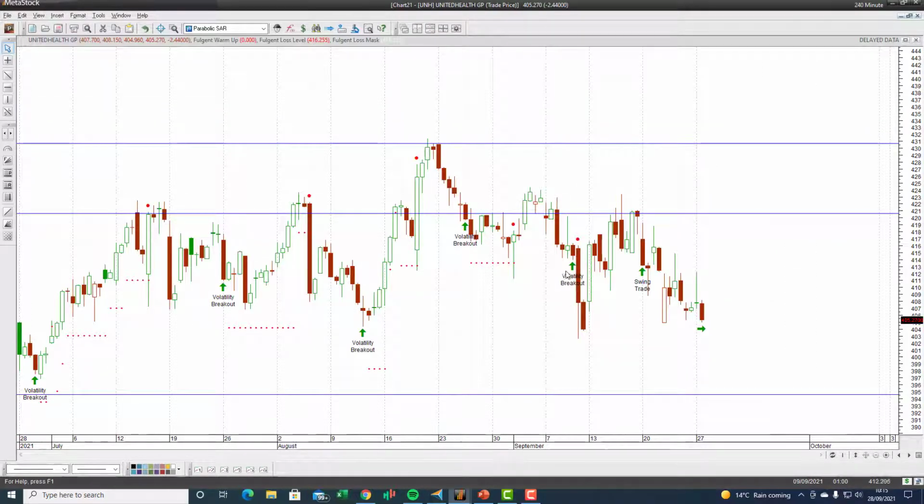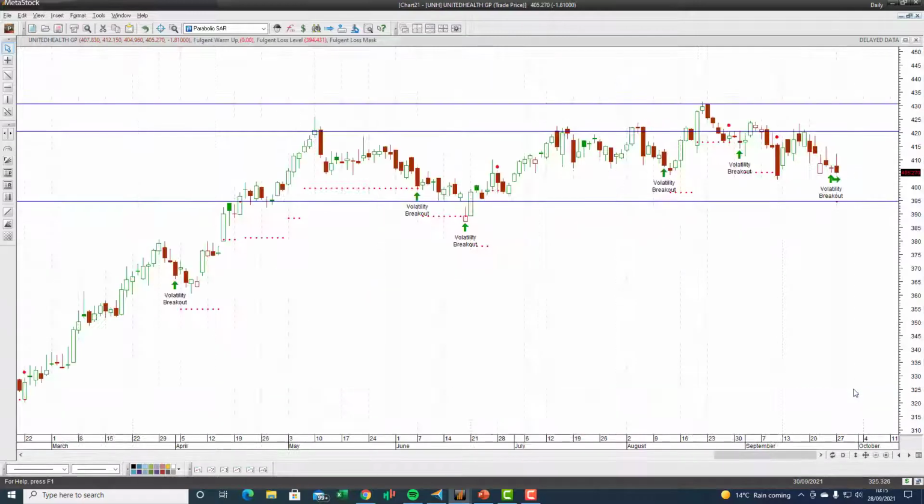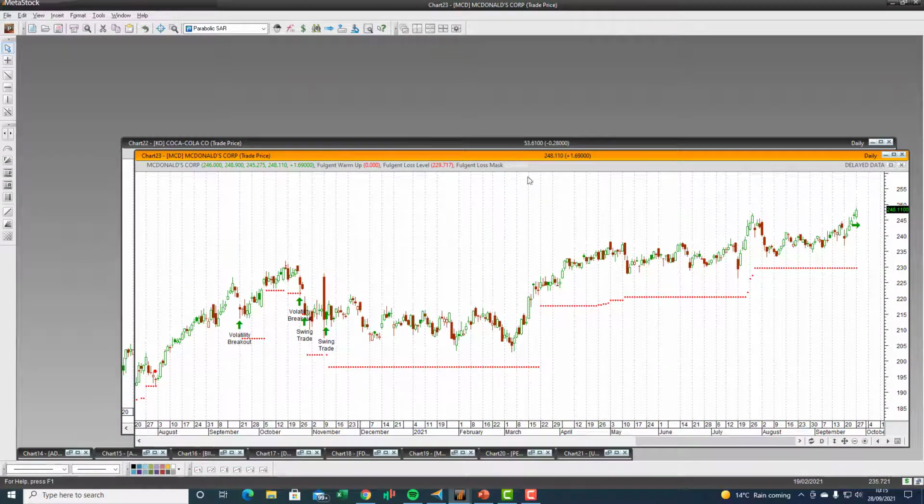There we go. Swing trade, volatility breakout, plus a short volatility breakout there worked out well. Volatility breakout there worked out well. So we can't quite have an active signal on the 4-hour, but the daily one is still active and valid. And those are basically the main signals. So United Health, we've got a volatility breakout with a trailing stop at around 395.